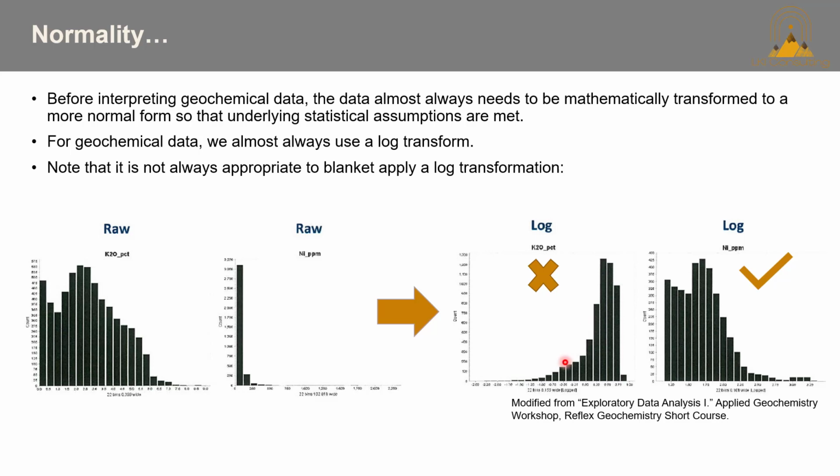So for example, here you're looking at a plot of potassium oxide, and it's not normal per se, but it's relatively normal, such that if you were to apply a log transform, it's actually approaching something with a right skewed distribution. However, when you're looking at the raw nickel ppm data, you can see that it is very much skewed towards the left. And then when you apply a log transformation, it starts to look a bit more normal.